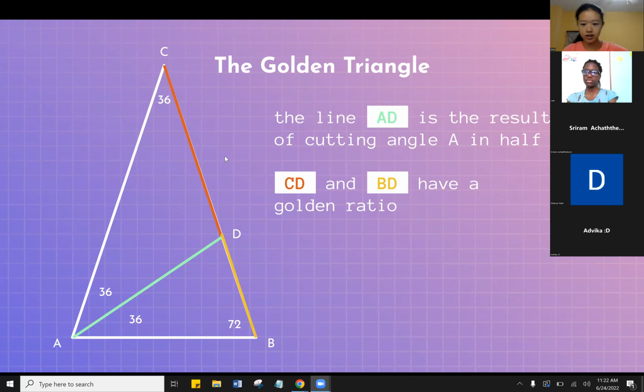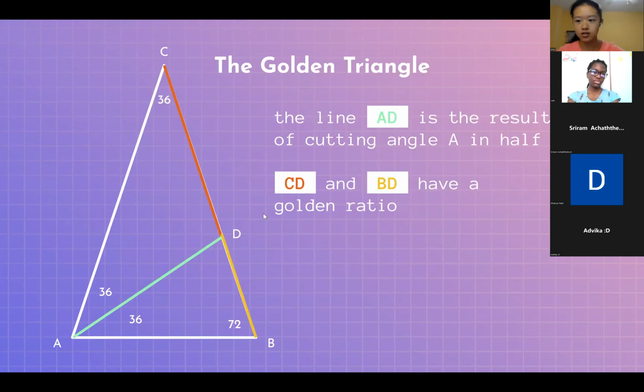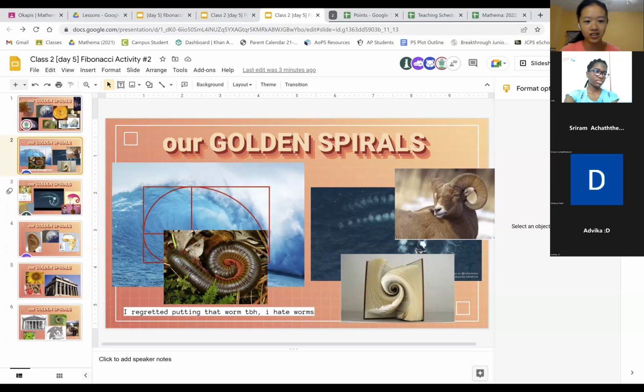Okay, so it looks like we finished a little bit early. So we can go back to the slides and see how much it has changed.